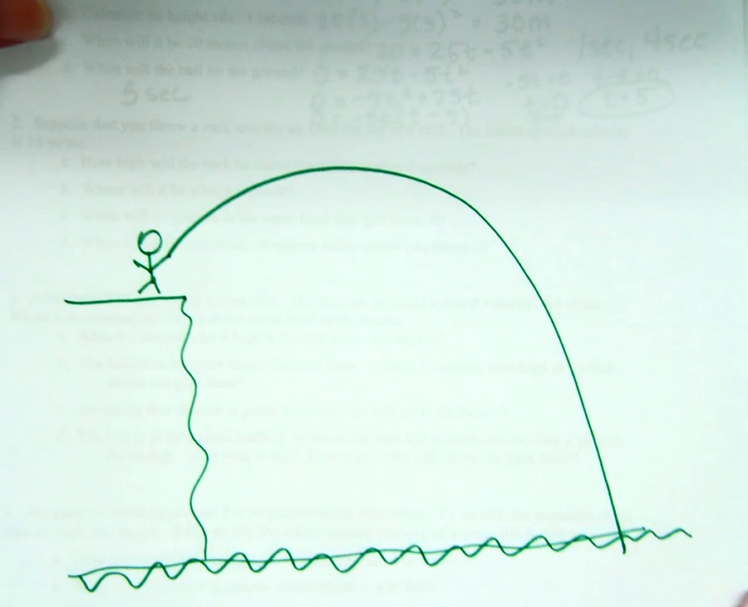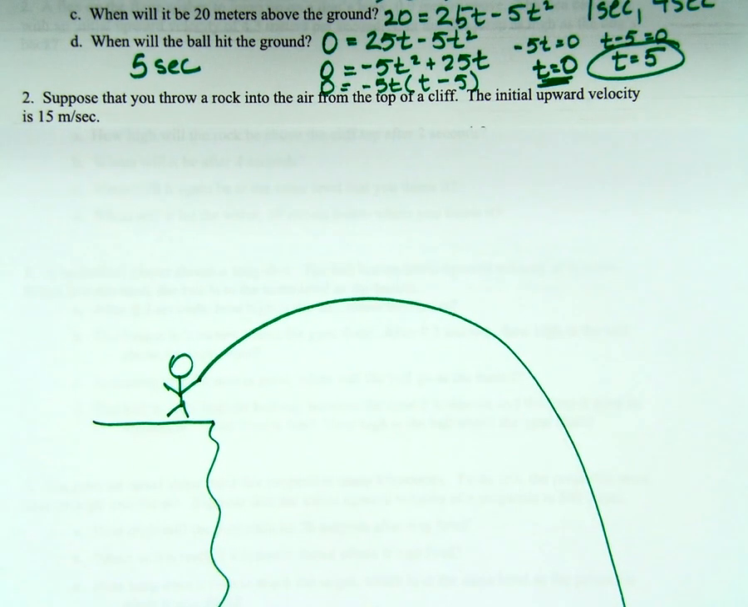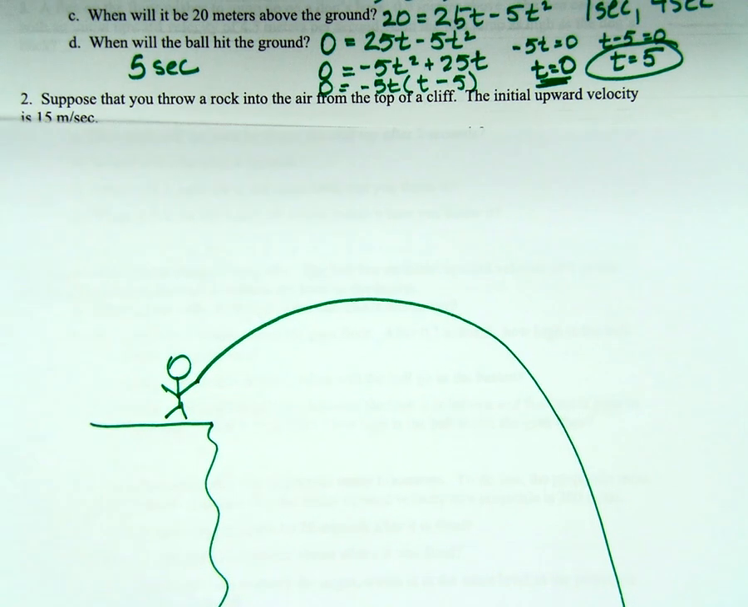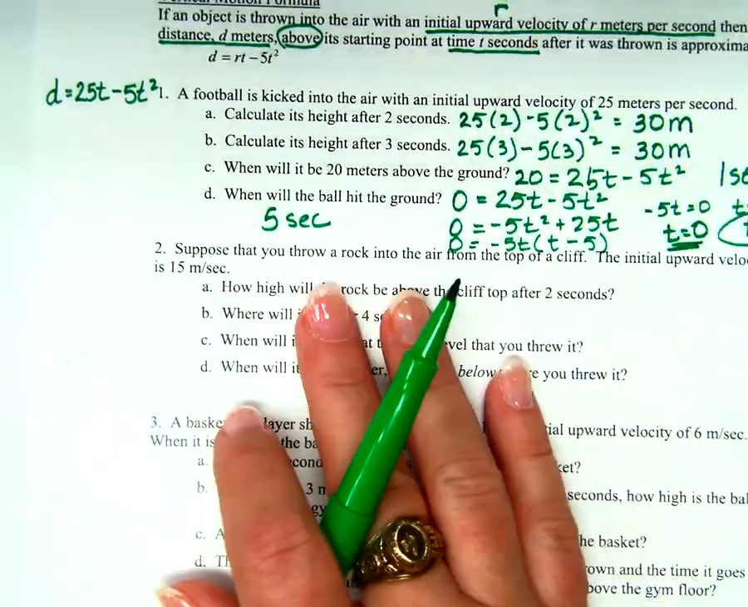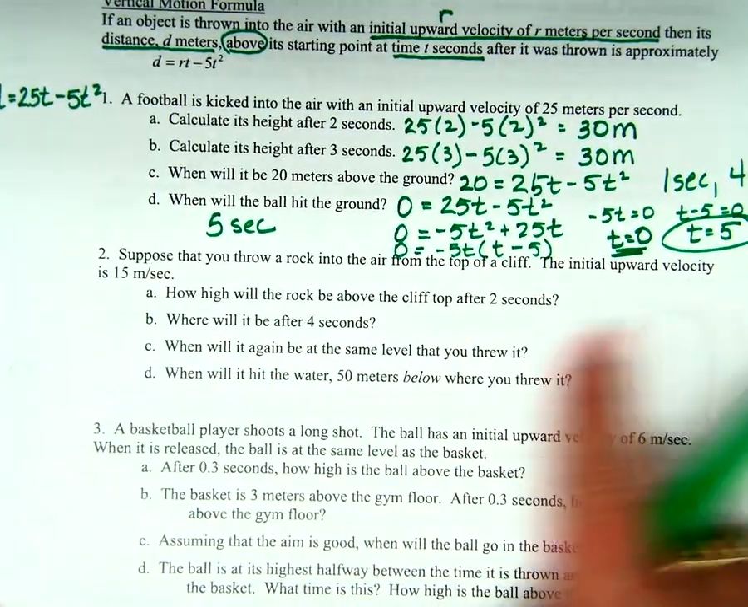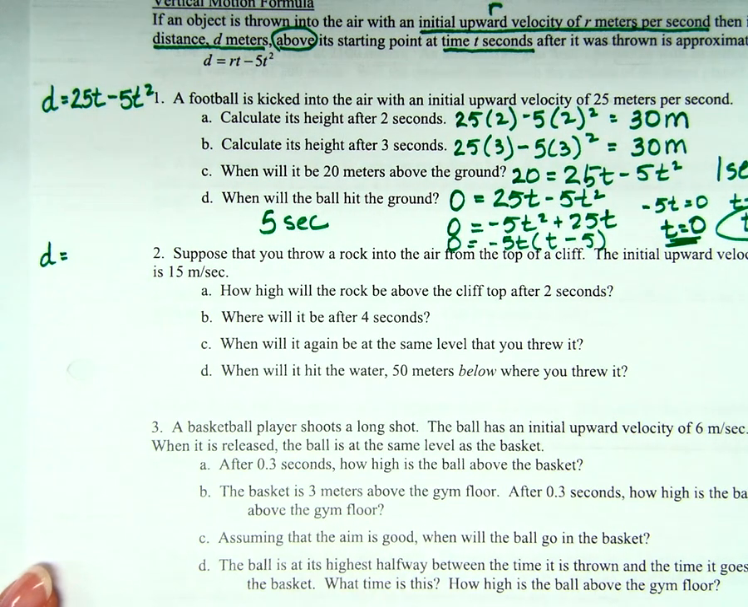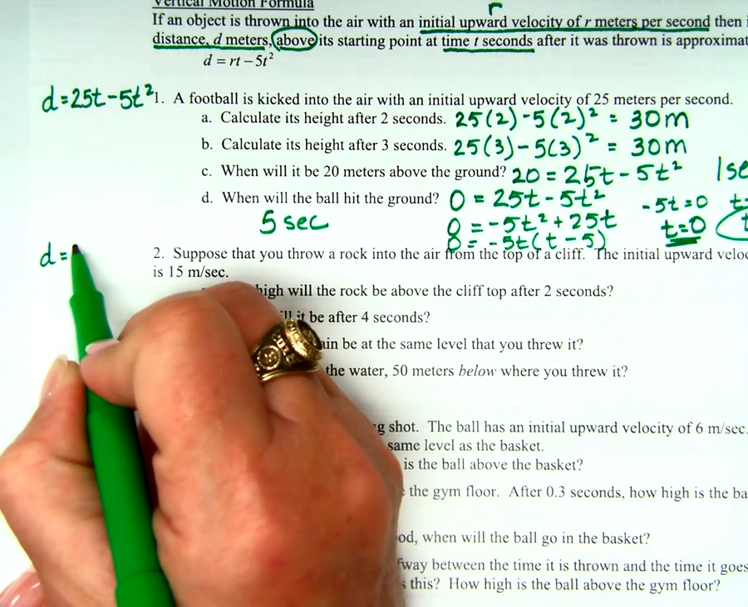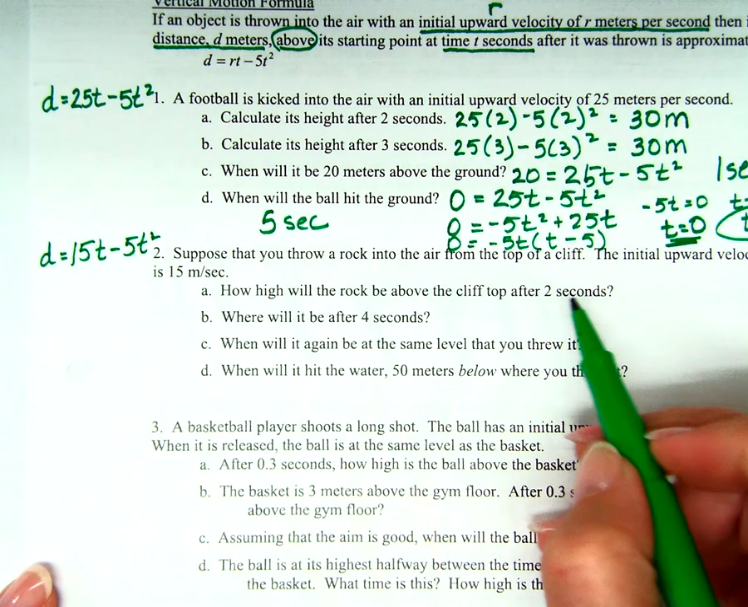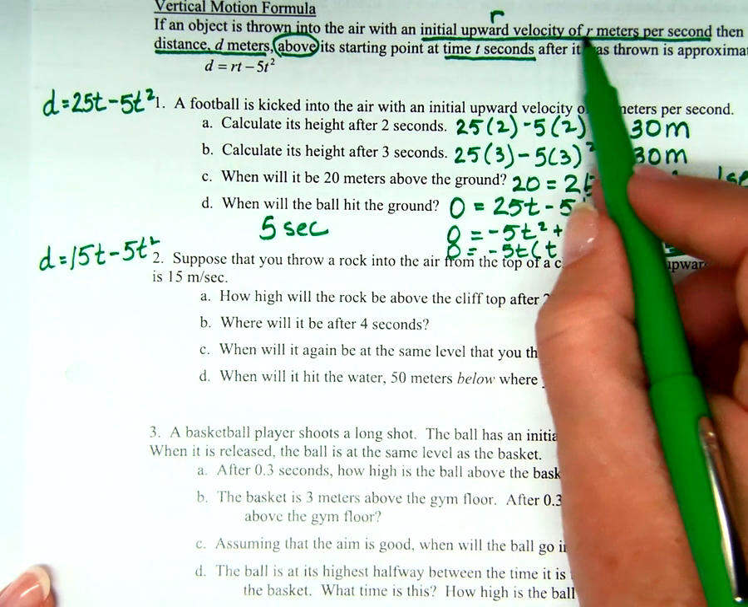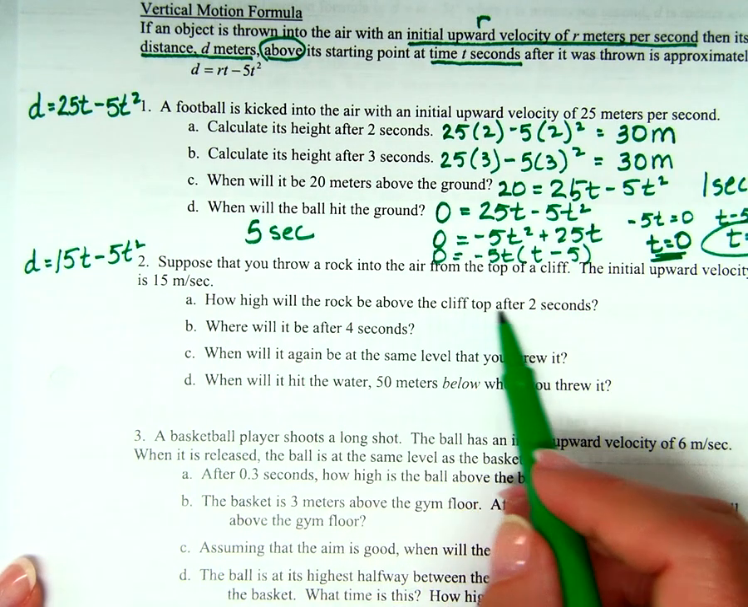Okay. So what do we know about this? So we're throwing from one level and ending up somewhere lower than that, right? Look at the information we're told in the first sentence. The initial upward velocity. So what's my equation that I'm going to use for this problem? 15t minus 5t squared. Remember that the initial upward velocity is r. Okay? How high will the rock be above the cliff after 2 seconds?